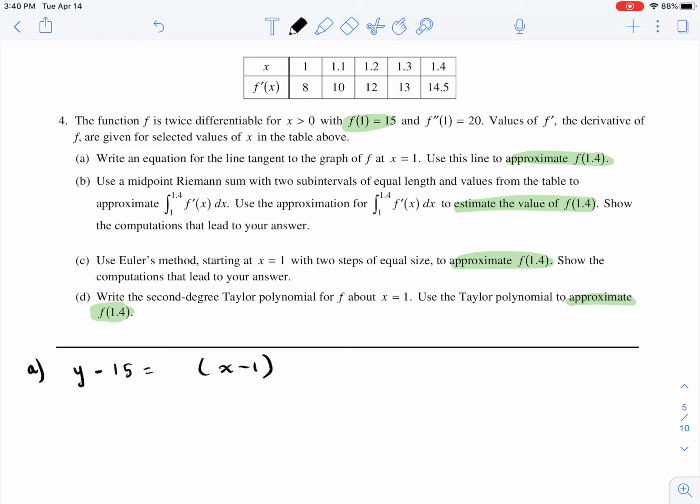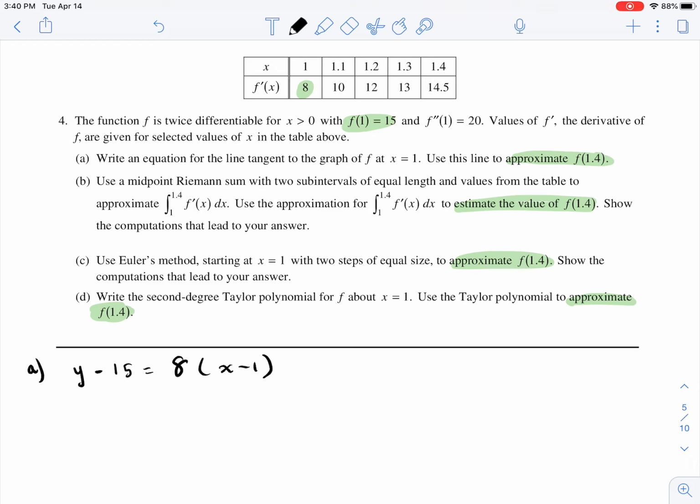And to complete the point slope form, we need our slope, and we can look here. We'll see that when x is equal to 1, f prime of x at 1 is equal to 8. So we're going to go ahead and put that in here. So we've got our tangent line equation just in point slope form. And again, don't try to sit there and write this in slope intercept form. You're going to make things more difficult for yourself, and you're going to increase the chances that you make an arithmetic error.